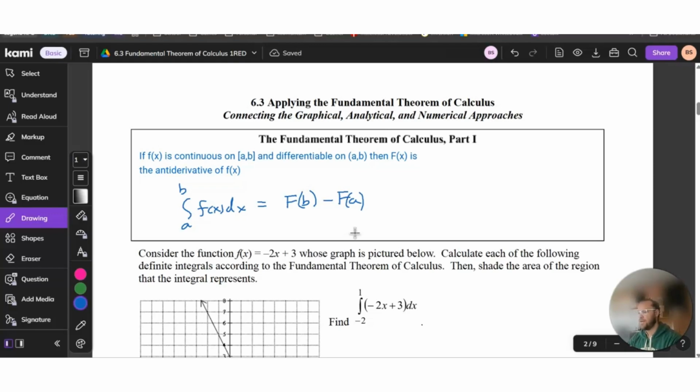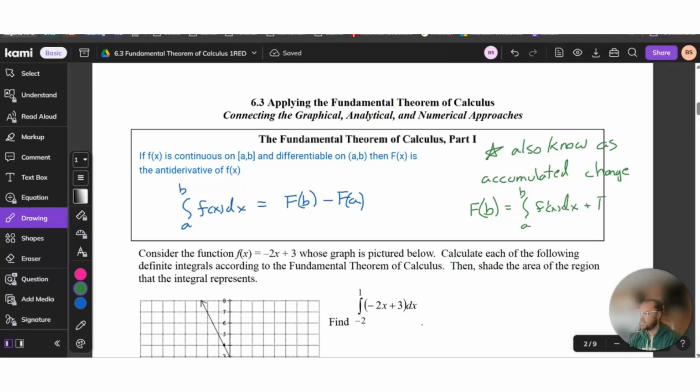Now, let's do a little caveat over here, because sometimes they'll refer to this as something else, also known as accumulated change. Usually when you see it written as accumulated change, it looks slightly different, and we write it as F of b equals the integral from a to b of f prime of x dx plus F of a. Okay? So you will sometimes see it written like that.